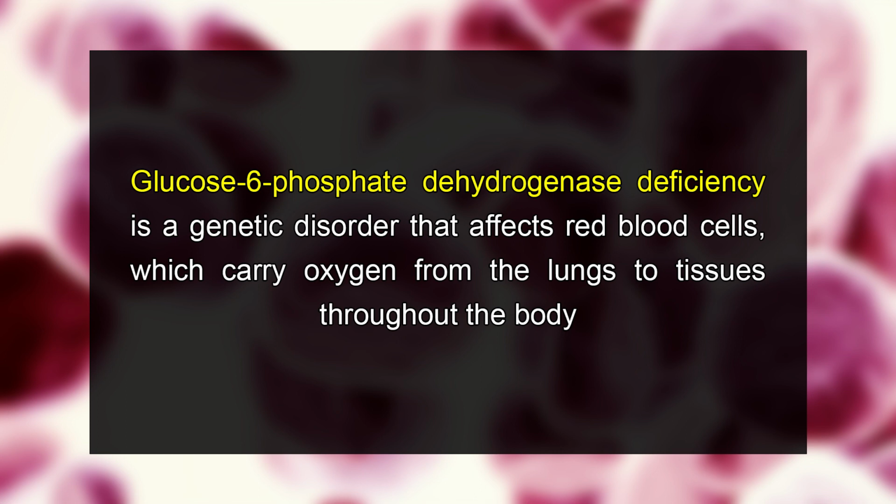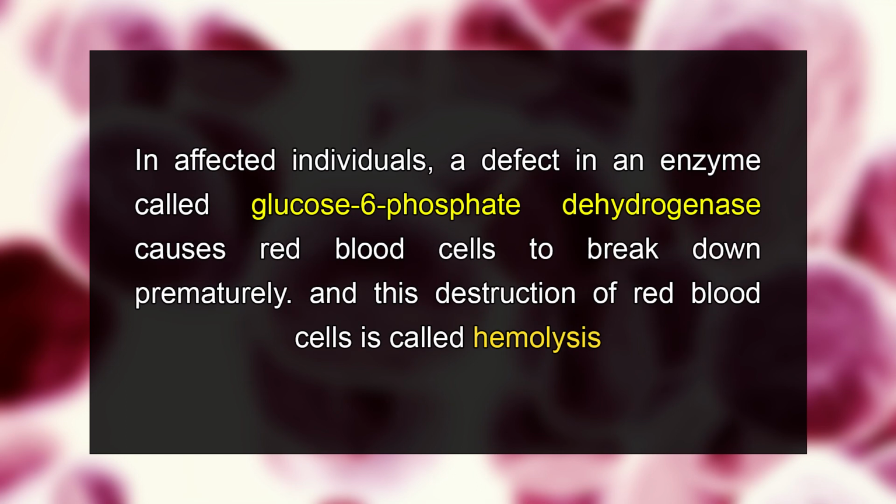Dear students, let's now conclude the lecture. Glucose 6-phosphate dehydrogenase deficiency is a genetic disorder that affects red blood cells, or RBCs, which carry oxygen from the lungs to tissues throughout the body. In affected individuals, a defect in an enzyme called glucose 6-phosphate dehydrogenase causes red blood cells to break down prematurely. This destruction of red blood cells is called hemolysis.